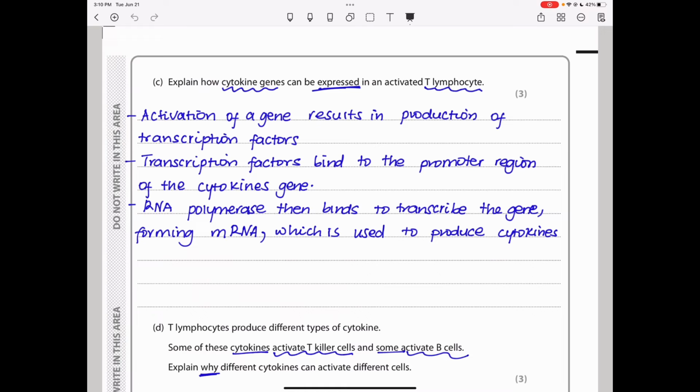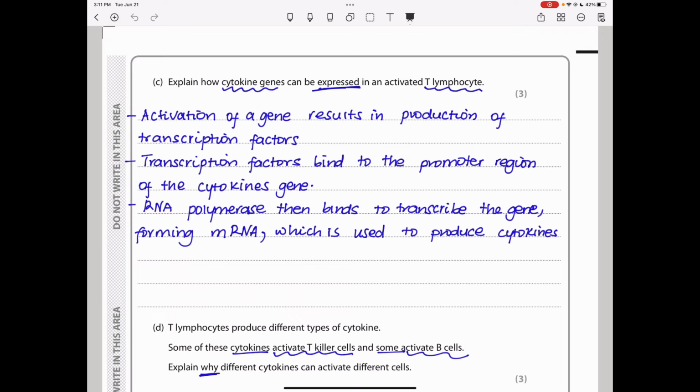So I said, activation of a gene results in production of transcription factors. Transcription factors will bind to a specific region, we call it the promoter region, on the cytokine gene. And again, they're asking how cytokine genes can be expressed. This is about gene expression. If we have a specific gene, how is it going to be expressed?